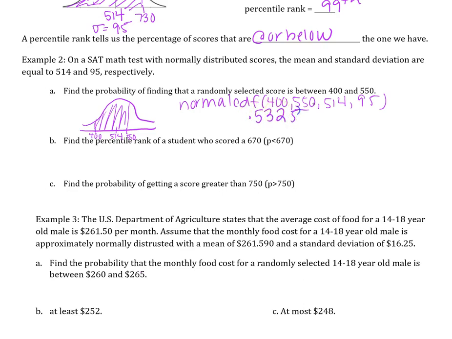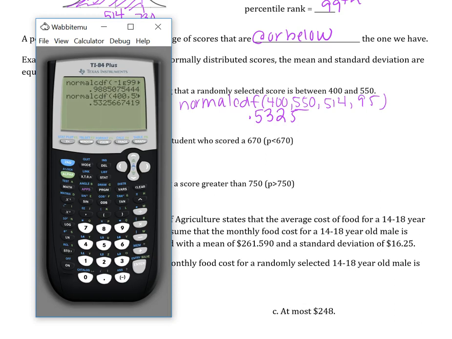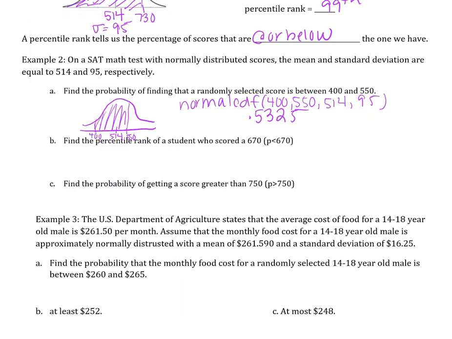I think it was 0.5325. So 3 or 4 decimals is sufficient. On your test, I try to give you rounding directions there. Okay, and technically right there, I just chopped it off as opposed to rounding. That'll be fine too. Just make sure you read the directions on your test.